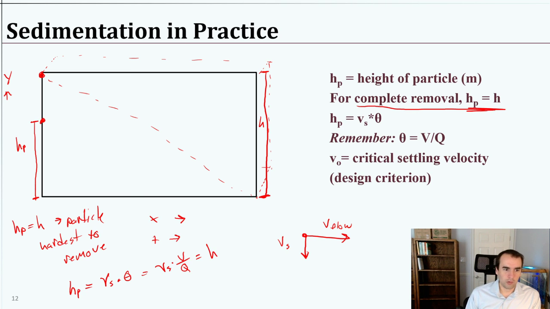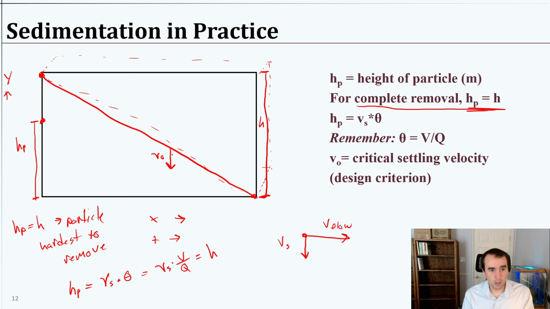Okay, so there's one other term here that I want to introduce, and that is V naught. V naught we're going to describe as the critical settling velocity. This is going to be what we call our design criterion. That is the velocity that achieves exact removal. So when we have a particle that is exactly removed, this component, that's V naught.